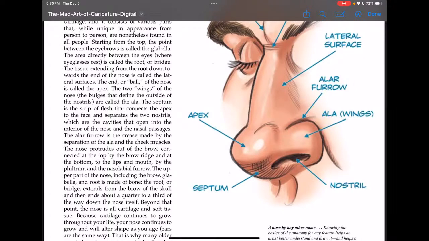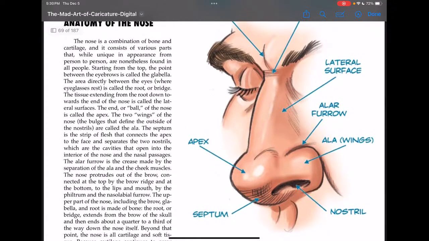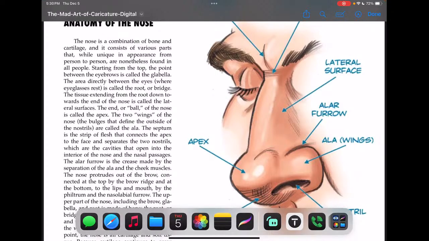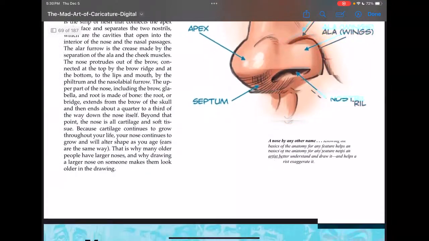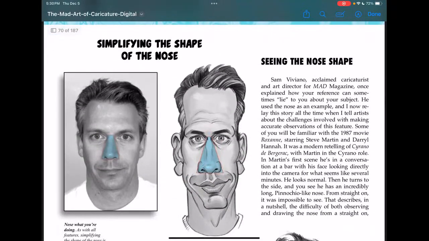Okay, so I want to skip. I'll just read this really quickly before I skip. So the wings of the nose, you got the nostrils, the septum. The pointed part of the nose is the apex. Then he calls the side of the, I think the bridge is a lateral surface. And then he calls that part on top of the wing that goes into your cheek area the alar furrow. Well, he's not calling it that. That's what it's called. Okay.